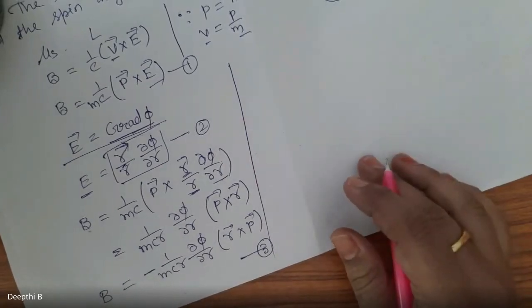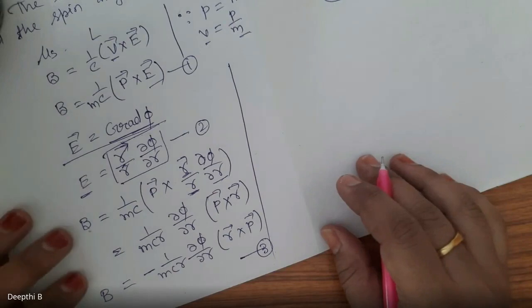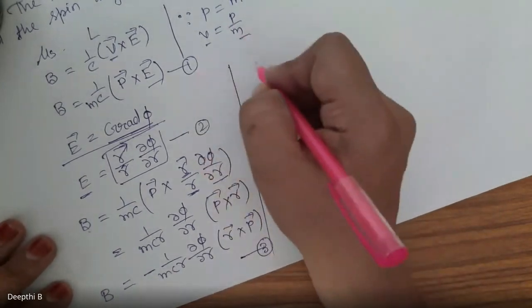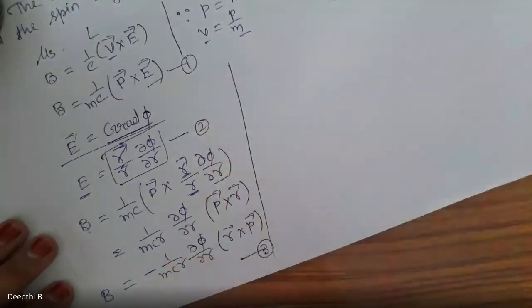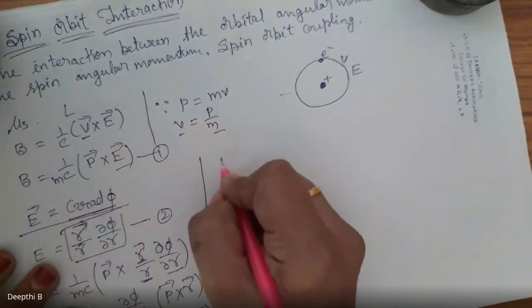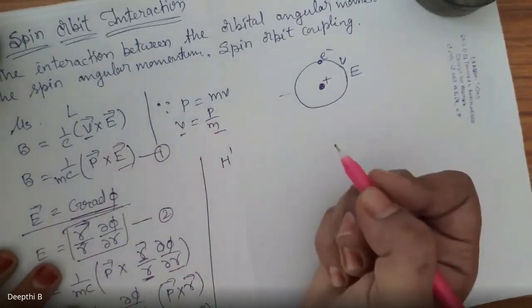Now, energy due to spin orbit interaction. Which energy? The Hamiltonian energy. Because of the interaction, there is always a perturbation. So we take the perturbation term, that is H prime.